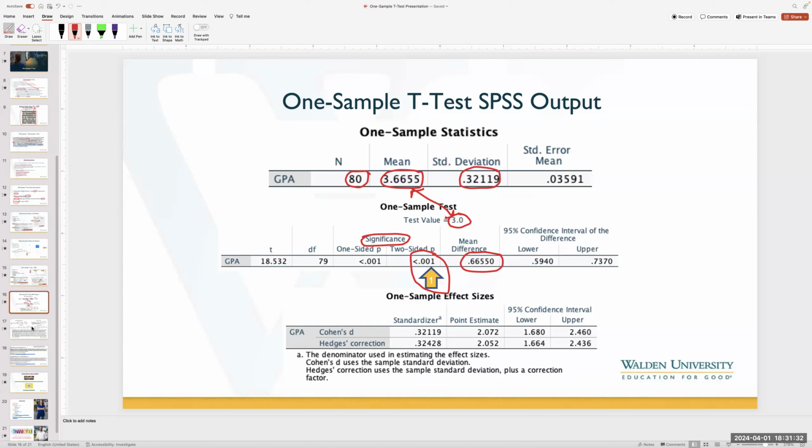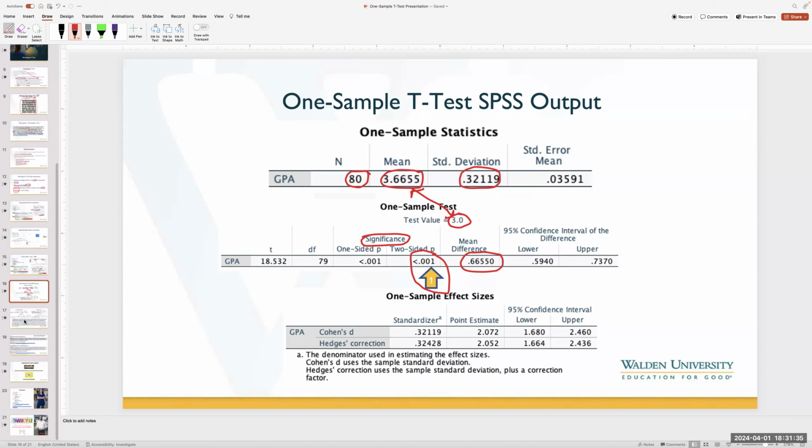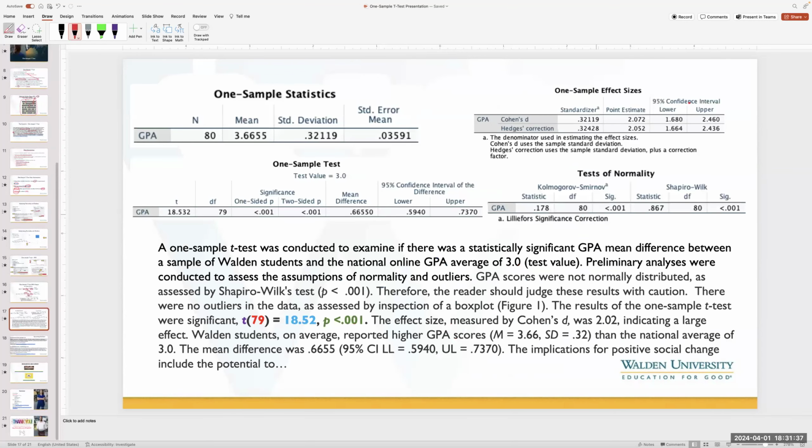Now, the next thing that you'll have to do is simply put the APA write-up together. As you can see, we're just going to state what we did in a one sample t-test. And again, we almost restated the question. We're looking for that GPA mean difference between Walden and the national GPA of 3.0, which is the test value. Again, we'll see the test value show up here.